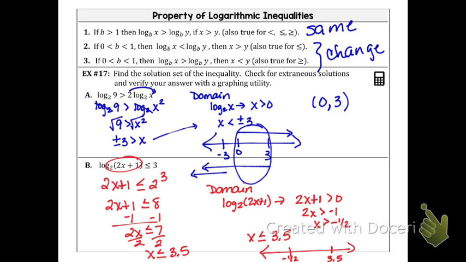The greater than -1/2 is this way. Less than 3.5 is this way. They overlap right here in the middle. So I know it's going to be from -1/2 to 3.5. The 3.5 is included, but the -1/2 is not. And so there is our solution.